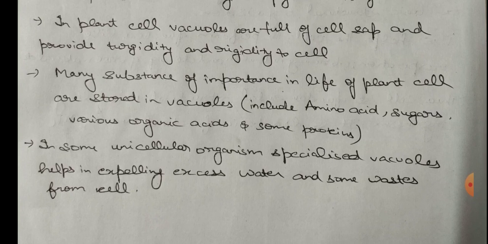The important thing about the vacuole to remember is that it is a membrane bound organelle, and the membrane of the vacuole is called tonoplast. In plant cells vacuoles are large and permanent, and in animal cells vacuoles are small in size and temporary. I hope it is clear. Getting everyone? Okay.